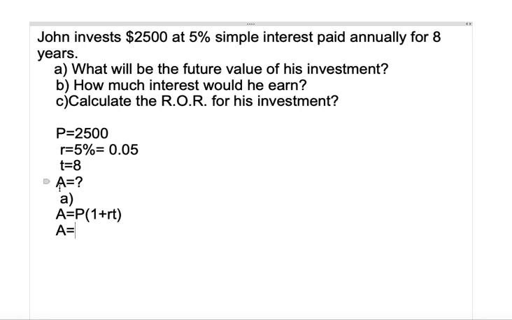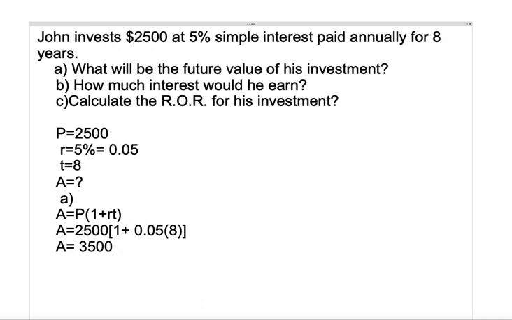So our P value is here, $2,500. I write it down here and times 1 plus our R value is here. I can write it down here times T. T is 8 and that represents the time. So I can use my calculator to find the answer. So the answer would be $3,500.